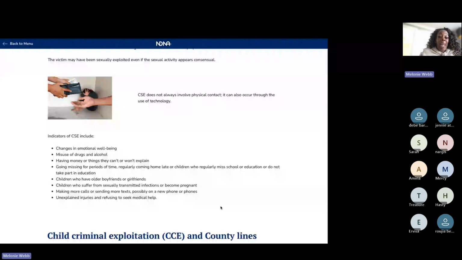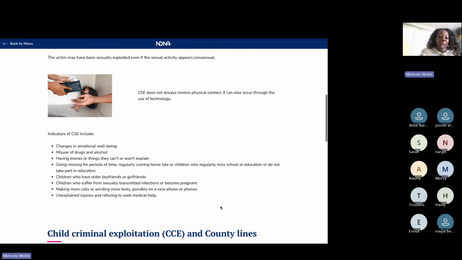Indicators of CSE include changes in emotional well-being, misuse of drugs and alcohol, having money or things that they can't or don't explain, going missing for periods of time, so coming home late or missing school, children who have older boyfriends or girlfriends, children who suffer from sexually transmitted infections or become pregnant, making more calls or sending more texts, possibly on a new phone, unexplained injuries, and refusing to seek medical help.